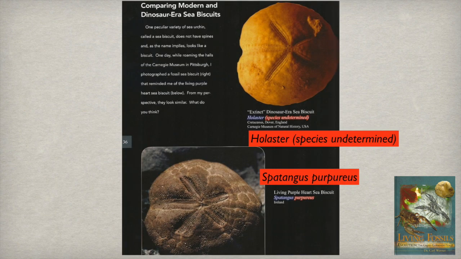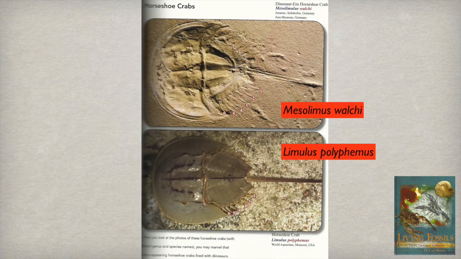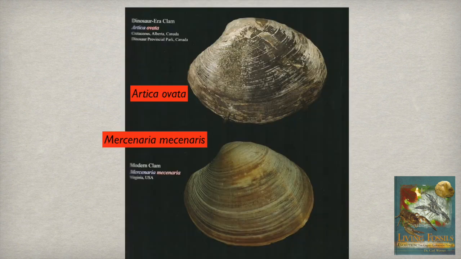So just compare those two words. I can't pronounce them, but just notice that they're different. Again, they look the same. The horseshoe crab looks the same. Different genus, different species. Different genus, different species. They look identical. Why aren't they called the same thing?